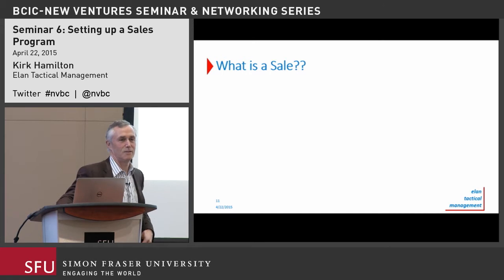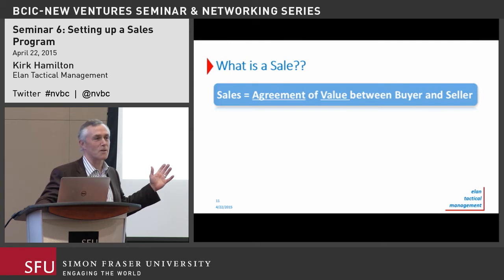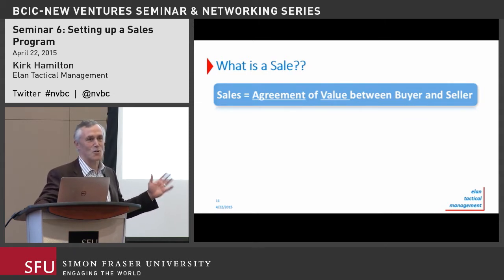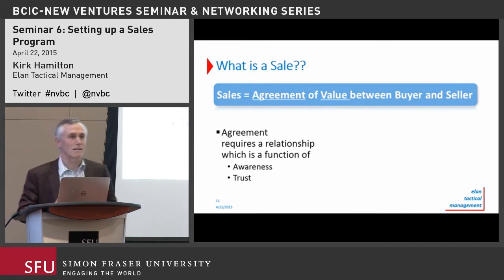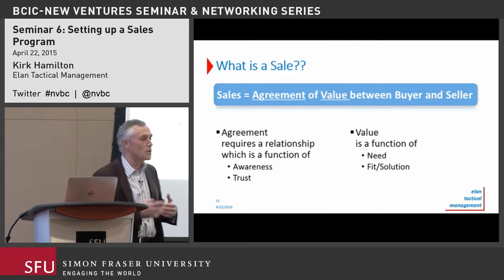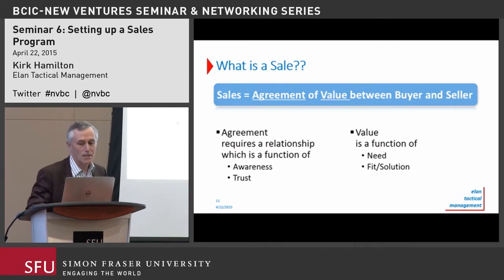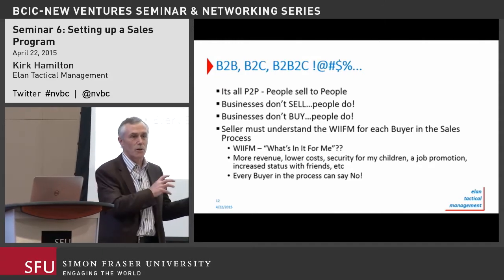So let's look at what is a sale. What does a sale actually mean? A sale is an agreement of value between a buyer and a seller. And the 2 key words here are agreement and value. In the previous 3 or 4 sessions, we talked a lot about value. You didn't talk about the agreement. The agreement is the sales role. Agreement requires a relationship which is a function of awareness and trust. The value is a function of need and the fit of your solution to the need of the client. So the sales role then is closing that agreement. That is really what we're going to focus on tonight.